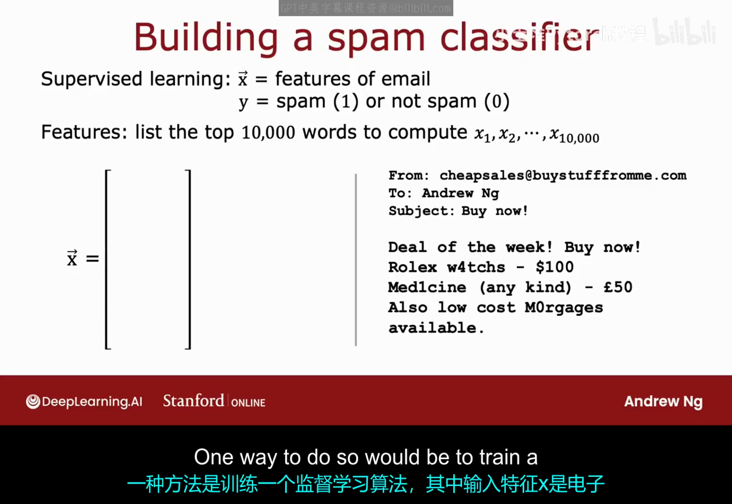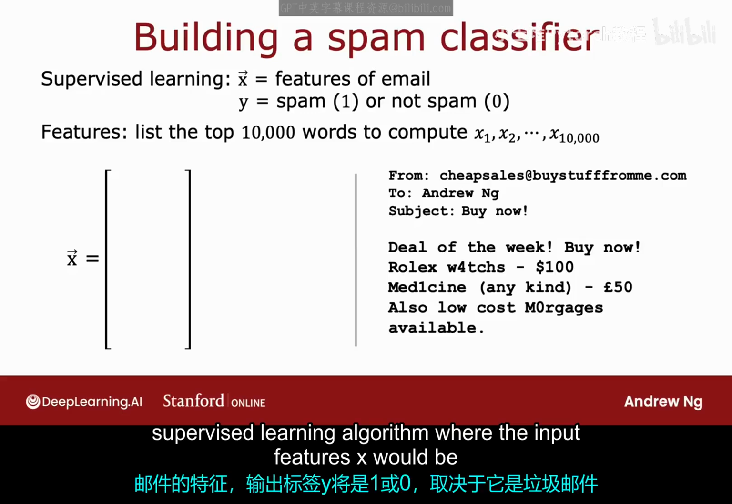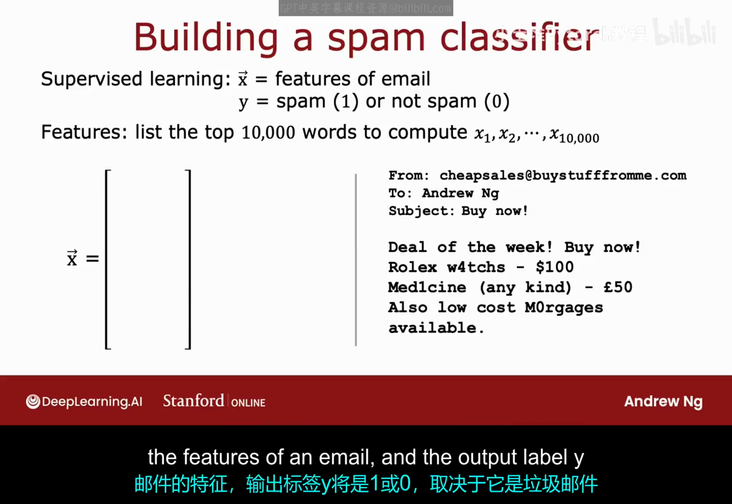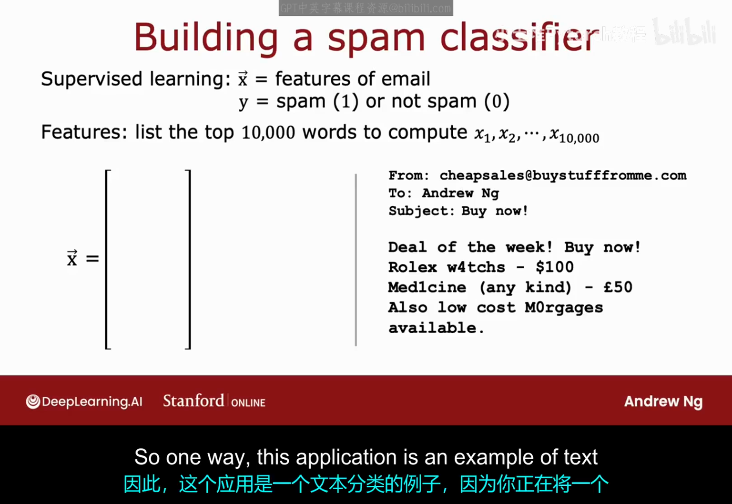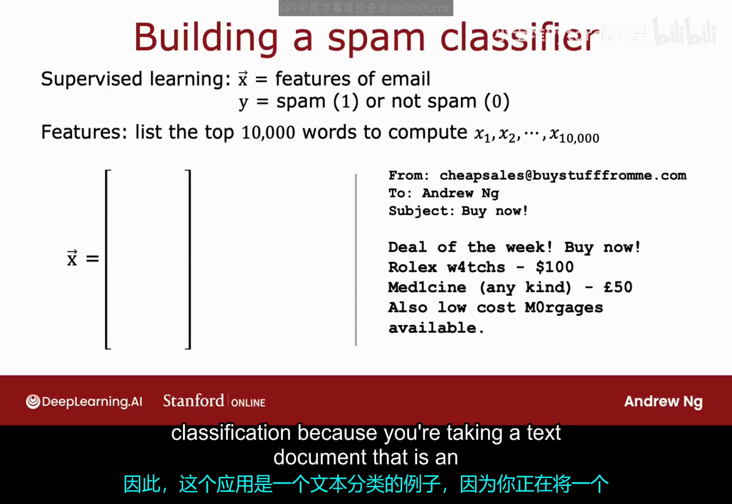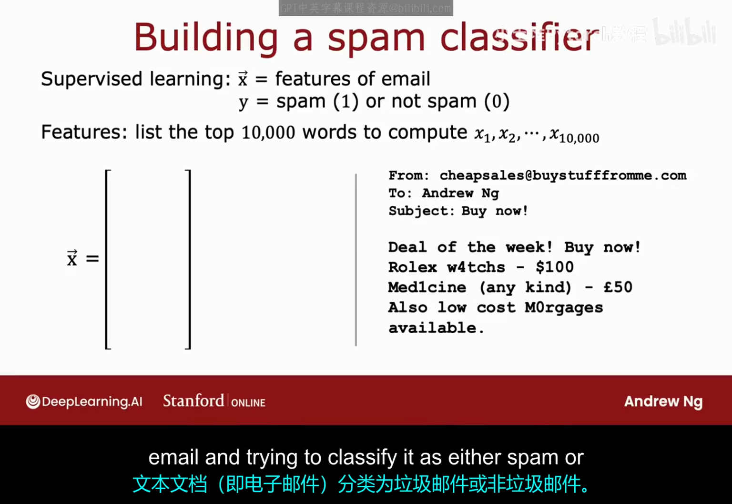One way to do so would be to train a supervised learning algorithm where the input features X will be the features of an email, and the output label Y will be 1 or 0, depending on whether it's spam or not spam. So this application is an example of text classification because you're taking a text document that is an email and trying to classify it as either spam or not spam.